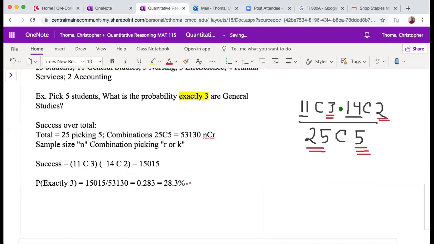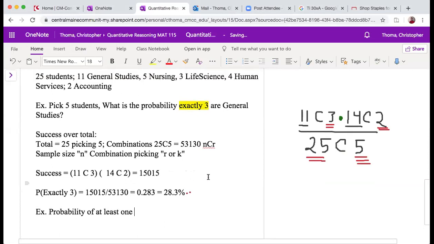All right, so another example. What is the probability of at least one life science? Based on the same scenario: 25 students in the class and I'm picking 5.